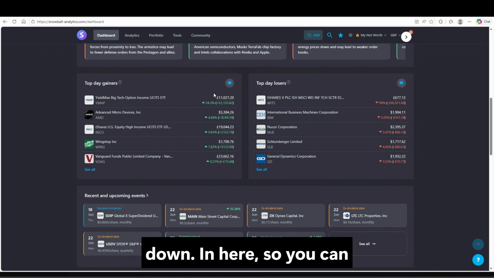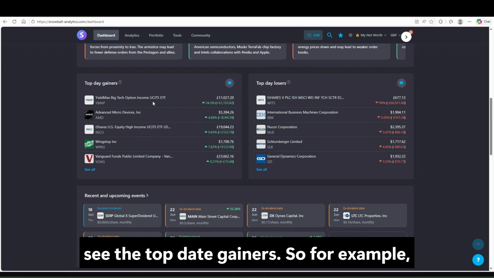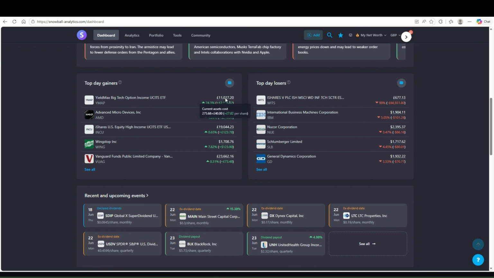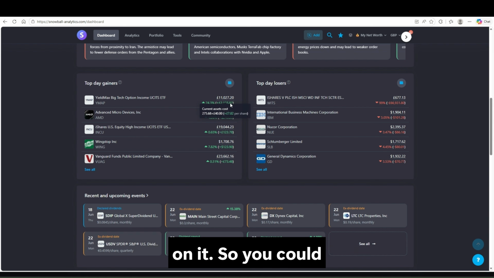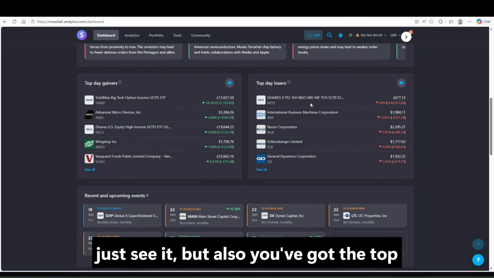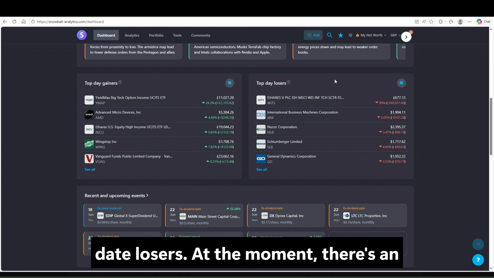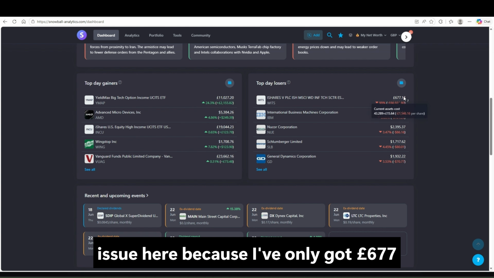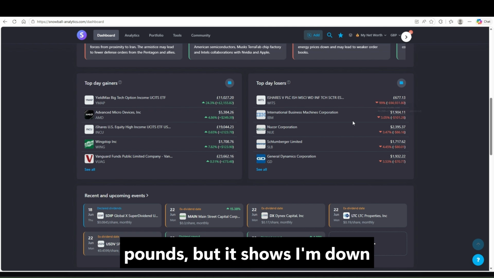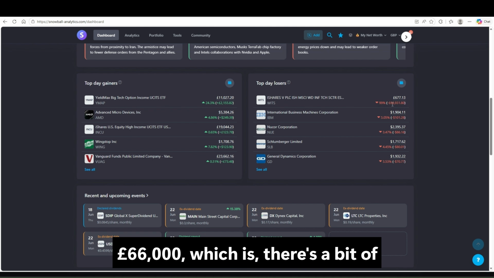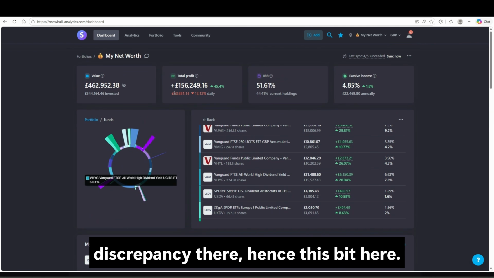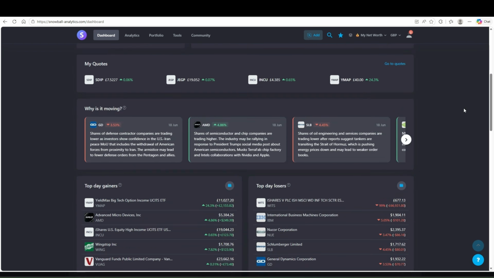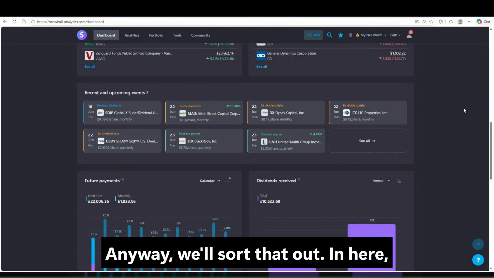In here, you can see the top day gainers. For example, with YMAP, 11,000, so I made 2,000-something on it. You can just see it, but you've also got the top day losers. At the moment, there's an issue here because I've only got 677 pounds, but it shows that I'm down 66,000, which is a bit of a discrepancy there. Hence this bit here. Anyway, we'll sort that out.